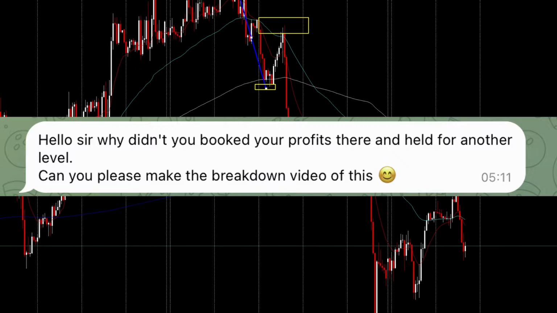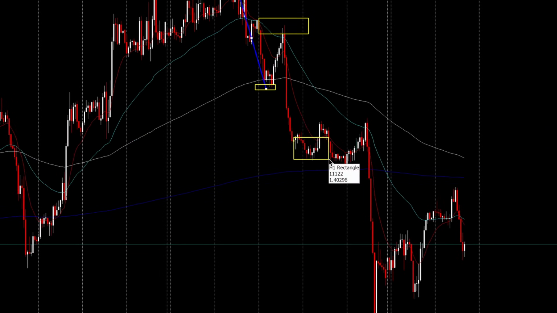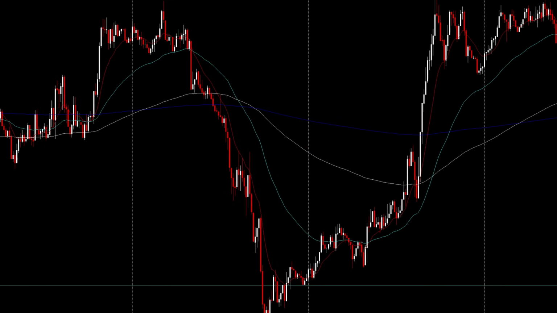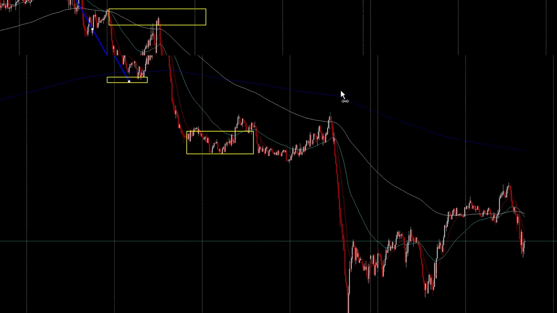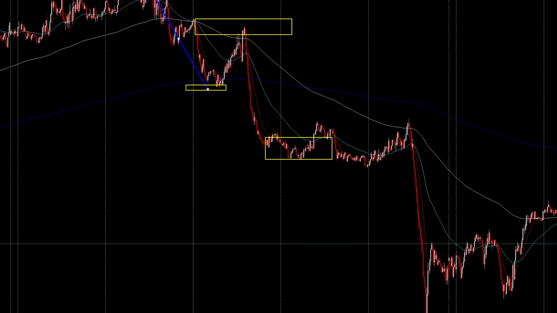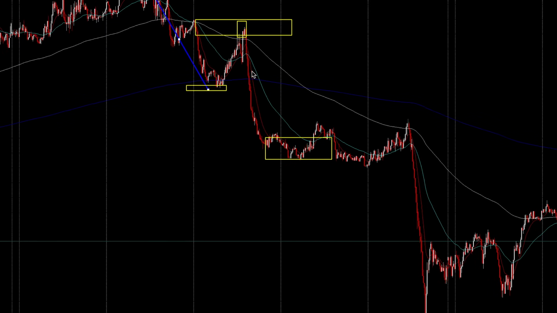Now the question the subscriber asked was, why did I not take profits when this happened? So I'm going to take it down to the M15 and explain the reasons why I held this trade. Basically the setup was at this high of the day, which we actually entered somewhere at this area, I think just after the close below the 13 EMA.